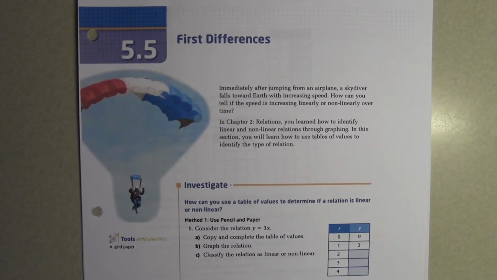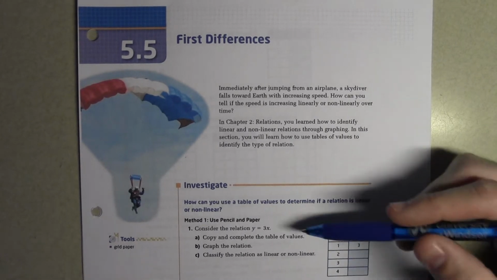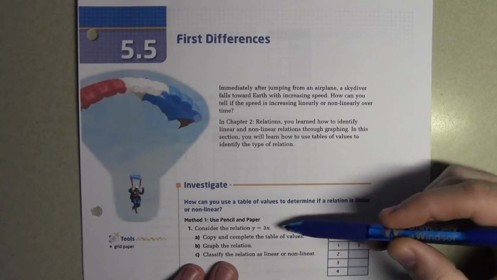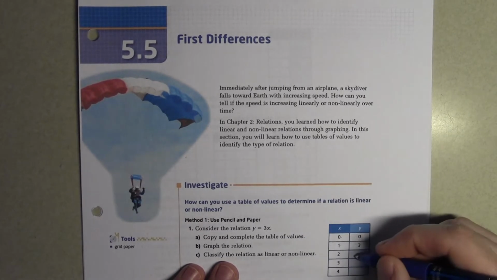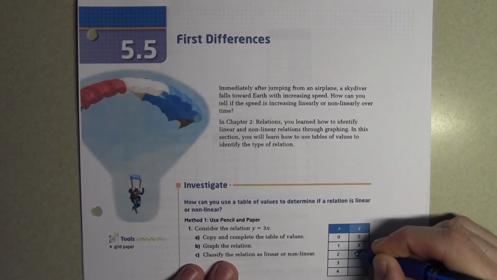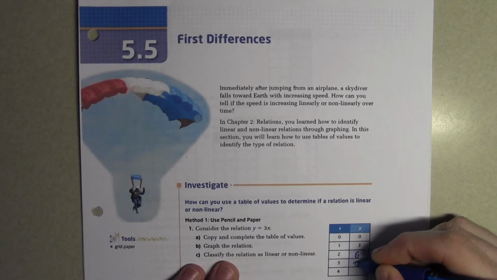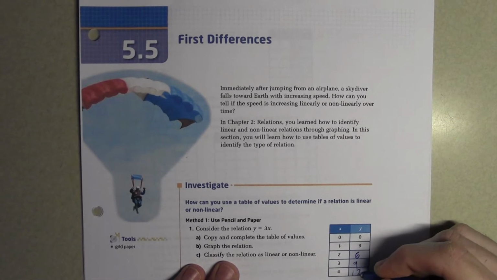Consider the relation y equals 3x. Copy and complete the table of values. So, let's finish this off. If x is 0, y is 0. If x is 1, I'm going to sub in 1. I get y is 3. If x is 2, what's y here? 6. If x is 3, 9, and 12.